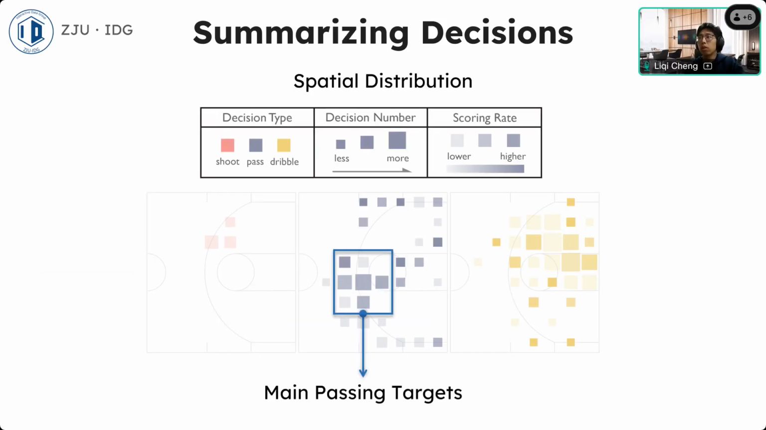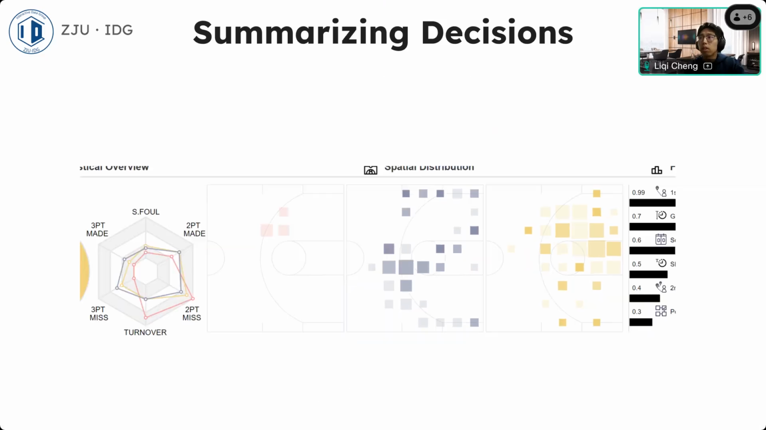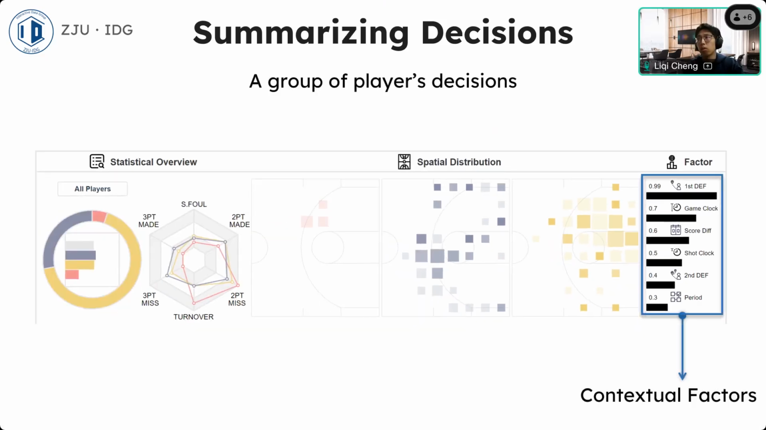In addition, some decisions involve spatial distribution information, such as where passes are typically directed. We use a grid-based matrix visualization to show these spatial patterns along with the corresponding scoring efficiency. For each group of players, their decision statistics are shown in a single row. At the far right of the row, we display how strongly each player's decisions are influenced by contextual factors.